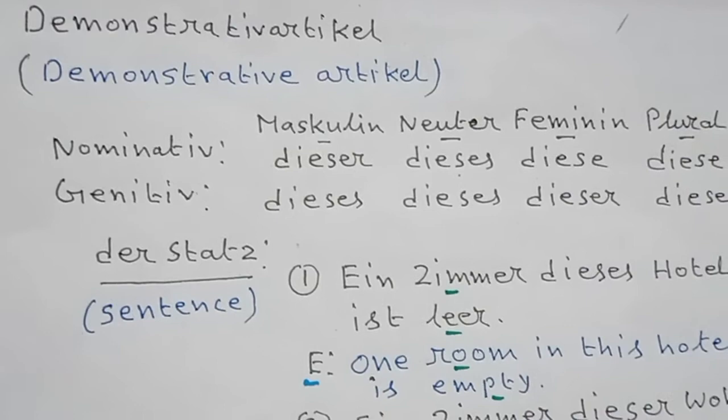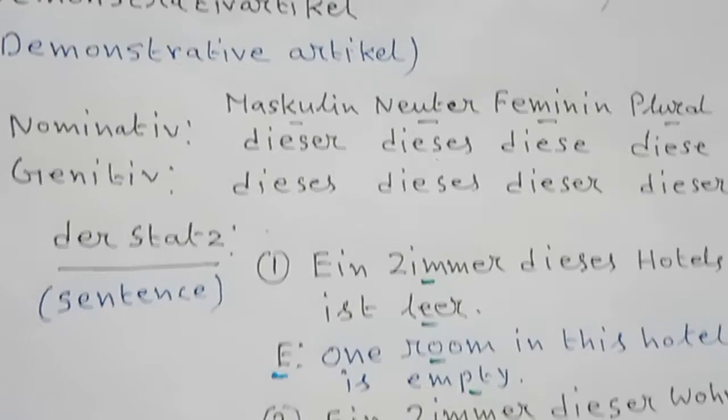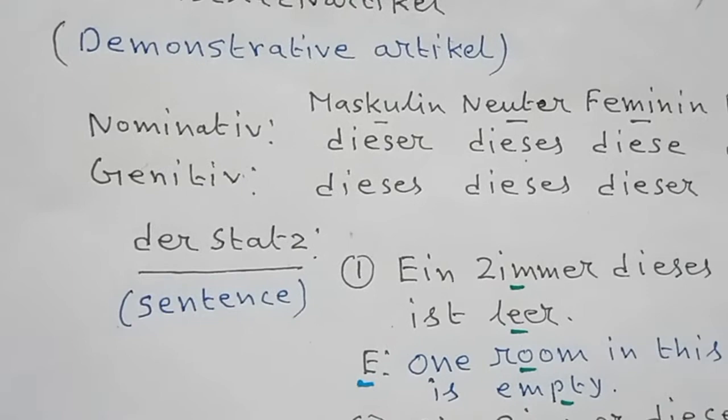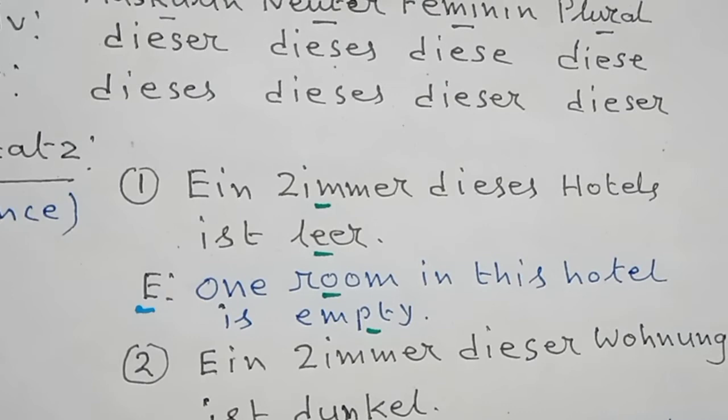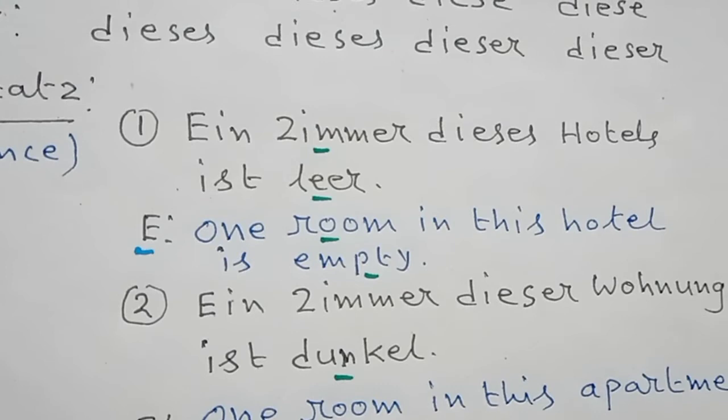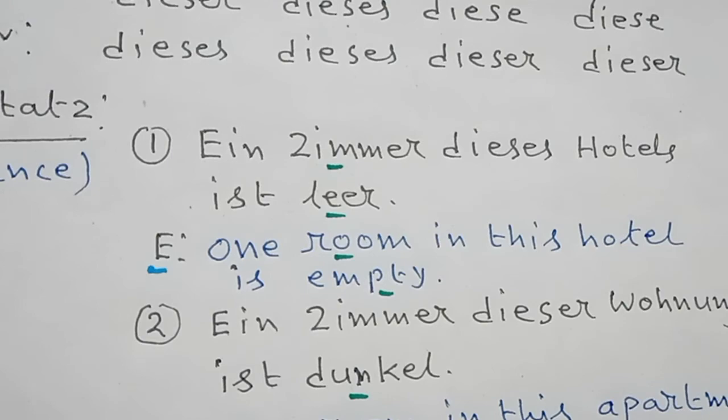Demonstrative article: masculine, neuter, feminine, plural. Nominative: dieser, dieses, diese, diese. Genitive: dieses, dieses, dieser, dieser. Here is the sentence. Number one: Ein Zimmer dieses Hotels ist leer. English: one room in this hotel is empty. Again, I repeat: Ein Zimmer dieses Hotels ist leer. One room in this hotel is empty.